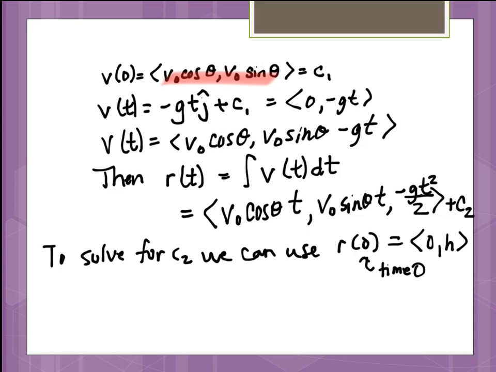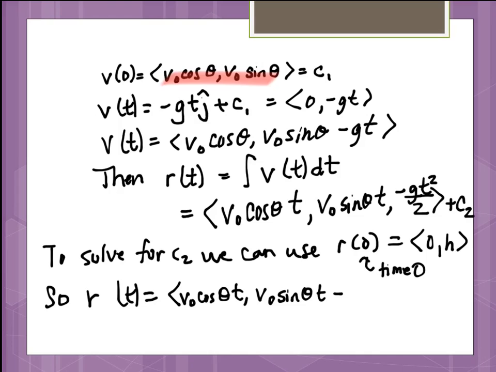Very good. So it's the initial height, at initial time 0, and it's where I'm located, which is at a height of h. And then, of course, I haven't moved left or right from the axis, so I'm at 0. All right, so R of t then will be V0 cosine theta t, and then V0 sine of theta t, and then minus g t squared over 2, and then plus h.